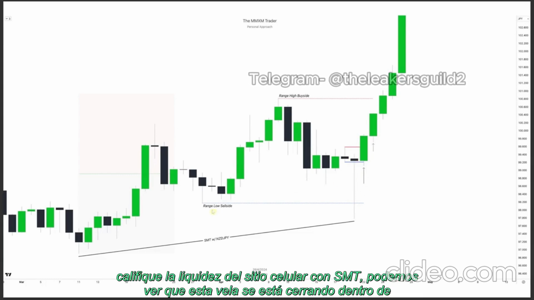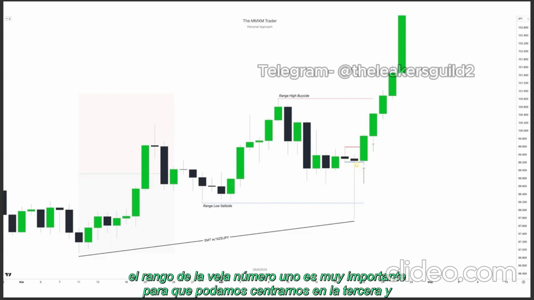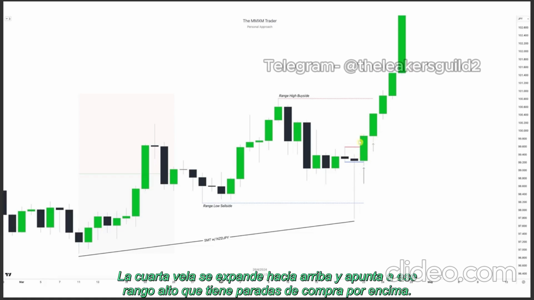After we raid that sell side liquidity with SMT, right, we can see this candle is closing inside of the range of candle number one. This is very important. So we can focus on the third and fourth candle expanding up higher and targeting that range high, which has buy stops above it.